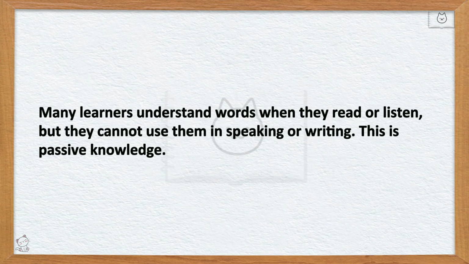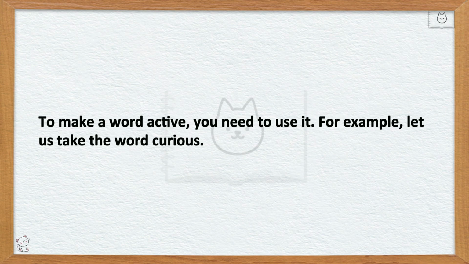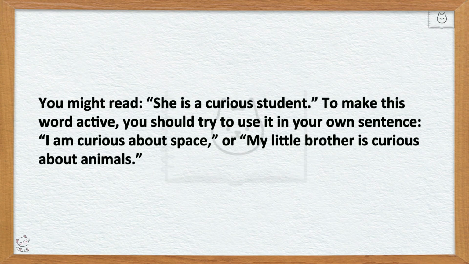Many learners understand words when they read or listen, but they cannot use them in speaking or writing. This is passive knowledge. To make a word active, you need to use it. For example, let us take the word curious. You might read, "She is a curious student." To make this word active, you should try to use it in your own sentence. I am curious about space, or my little brother is curious about animals.